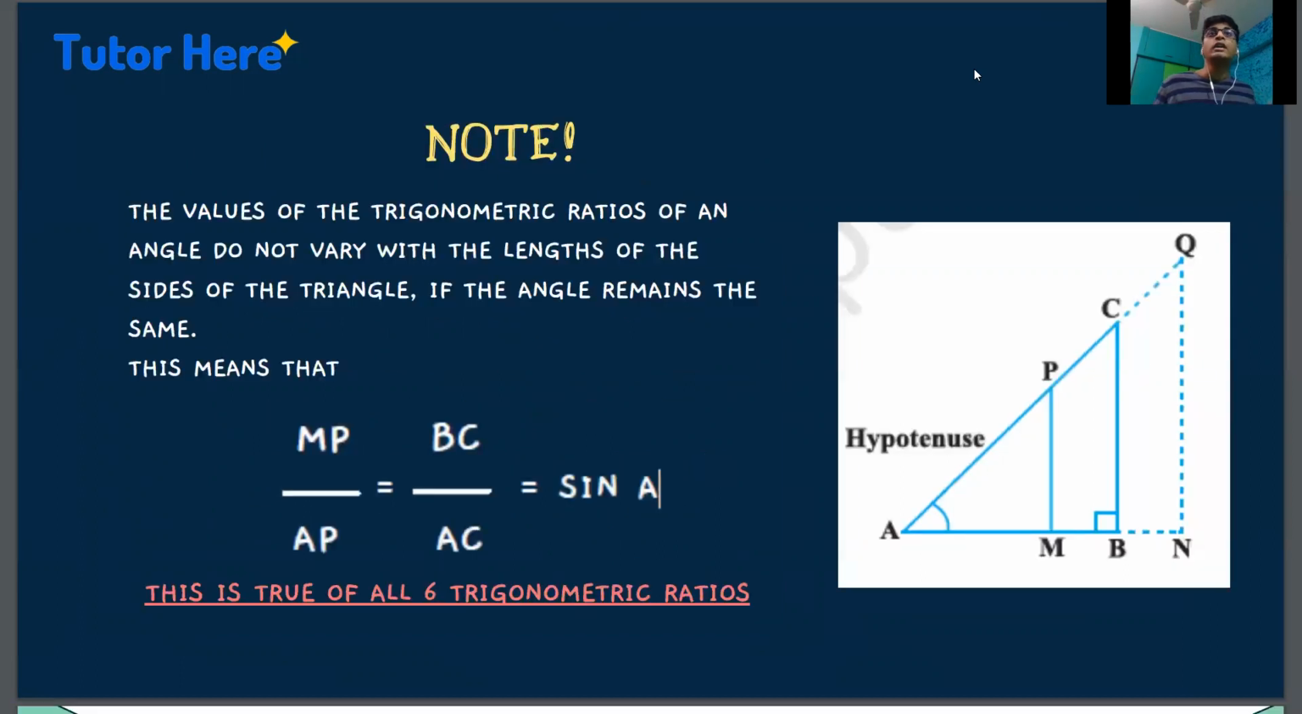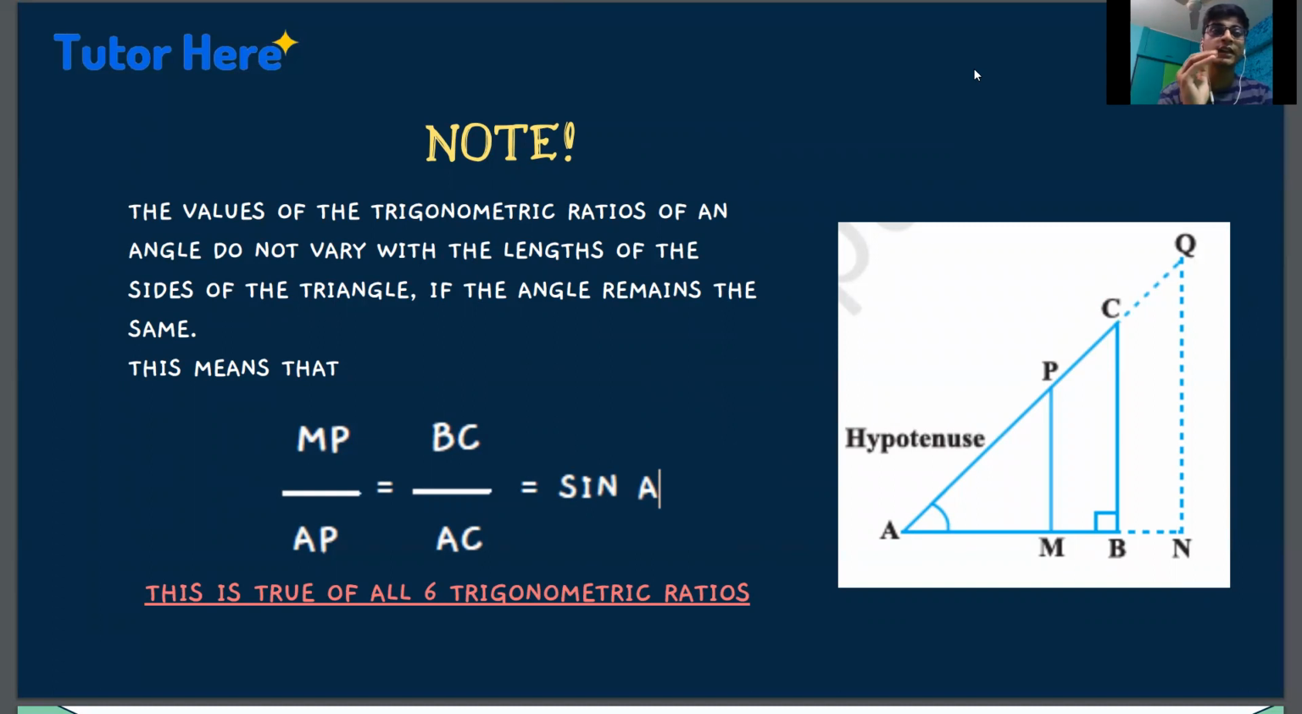Now note, the values of the trigonometric ratios of an angle do not vary with the length of the sides of a triangle if the angle remains the same. That is, as you can see in the diagram, if the angle A remains the same, even if all three sides change, from PM to CB and again to QN, it doesn't matter and the ratios do not change.